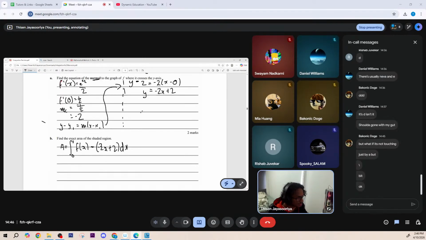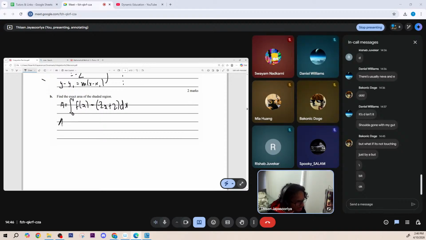So if we substitute in our values, we'll get here A equals, now there's a reason I ruled the line down the page, because this is going to take up a whole lot of space. So we get here the integral from 0 to 1 of e to the x over 2 plus 1, take away negative 2x plus 2, dx, which is just equal to the integral from 0 to 1 of e to the x over 2 plus 1 plus 2x take 2 dx, which means here we're just left with this integral from 0 to 1 of e to the x over 2 plus 2x take away 1 dx.